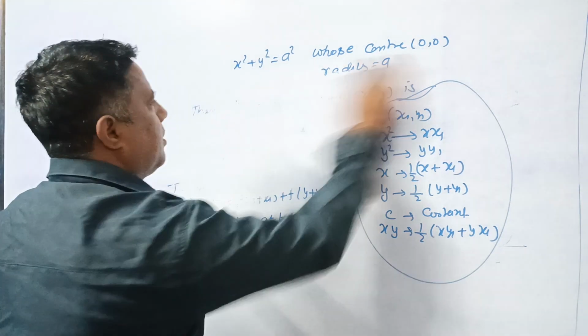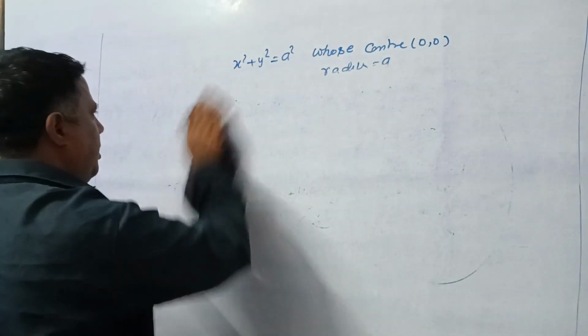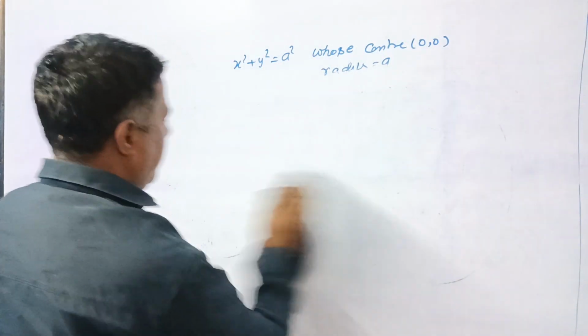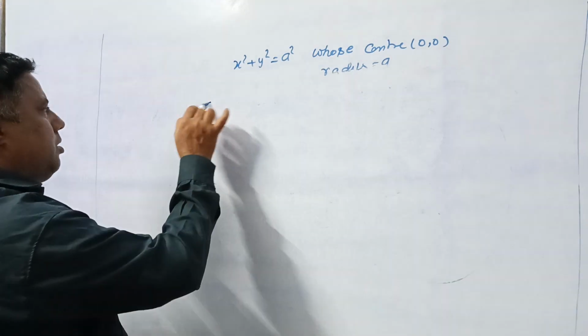Now again, second, in slope form. The equation of the tangent in slope form.